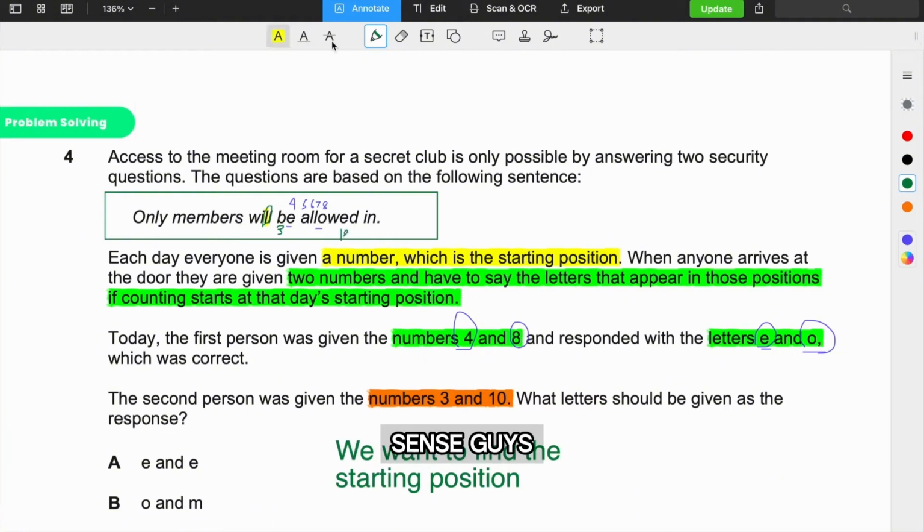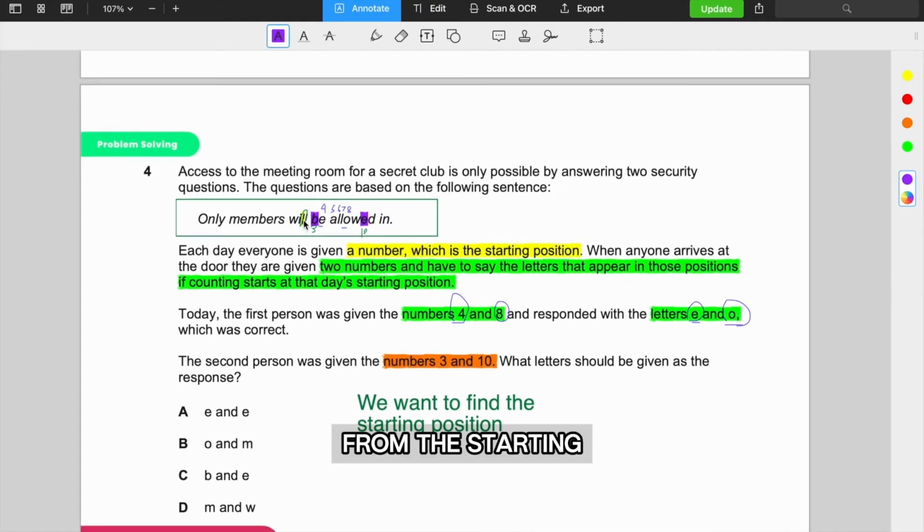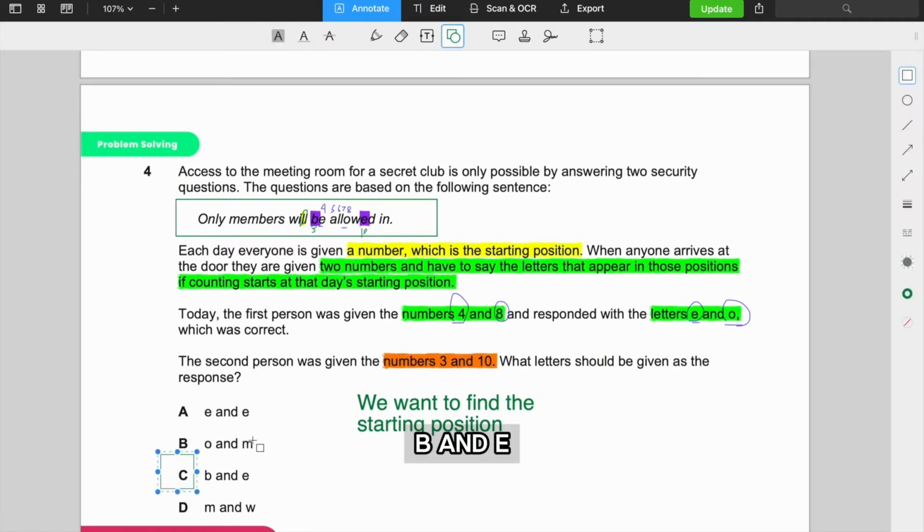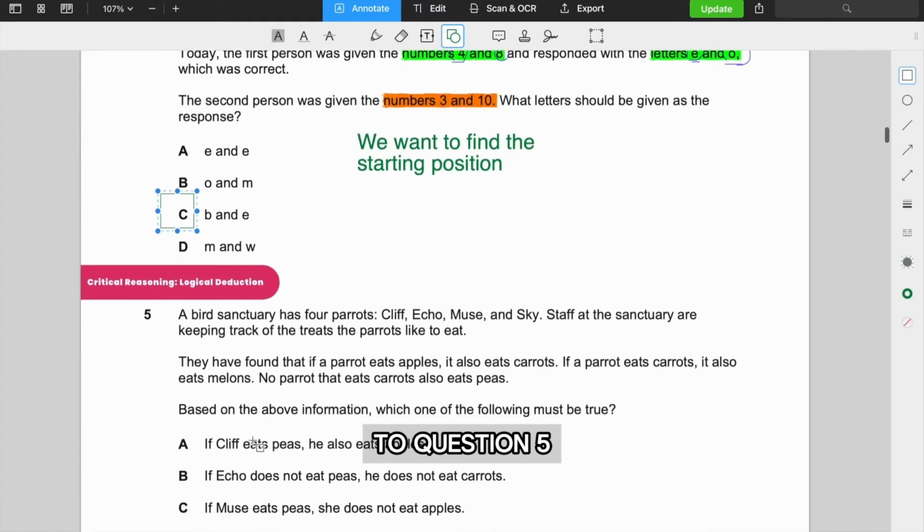Okay, does that make sense, guys? So let me just highlight for you guys. This is position 3 and this is position 10, right? From the starting position. So the answer is going to be option C, B and E. Alright, moving on to question 5.